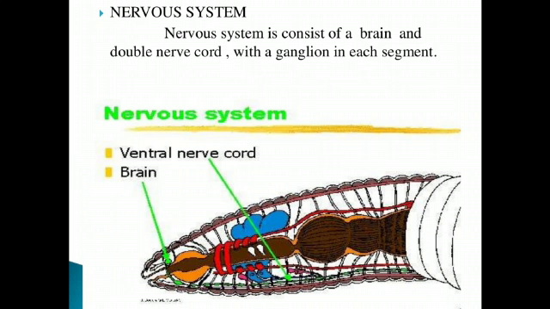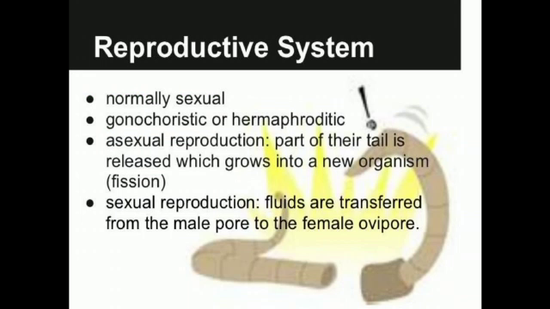Nervous system. The nervous system consists of a brain and the double nerve cord with a ganglion in each segment. Next, we will talk about their reproductive system.